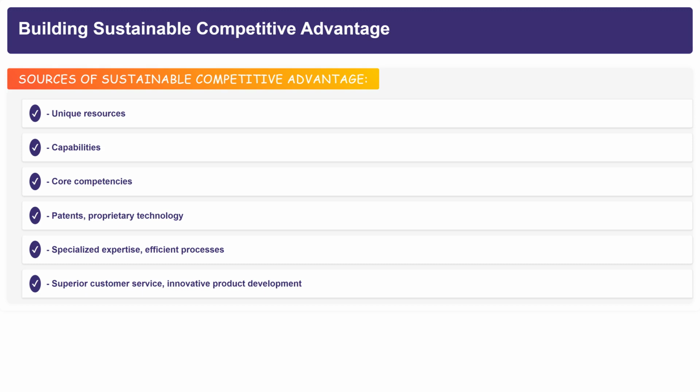Core competencies are the unique strengths and advantages that set a firm apart from its competitors. These competencies can include superior customer service, innovative product development, or a strong brand presence.